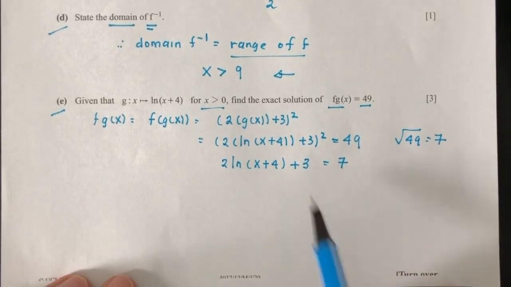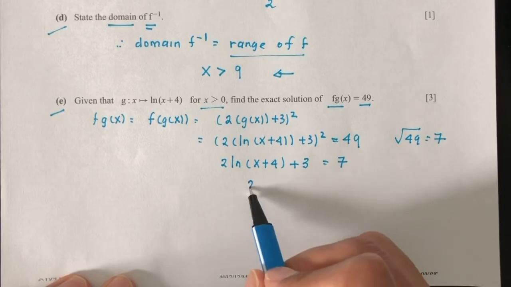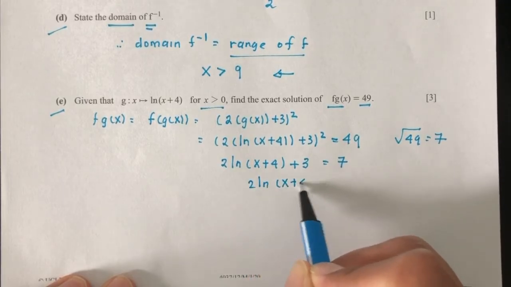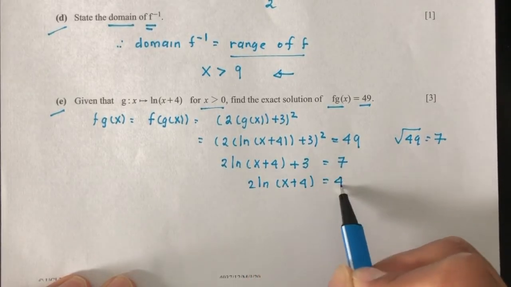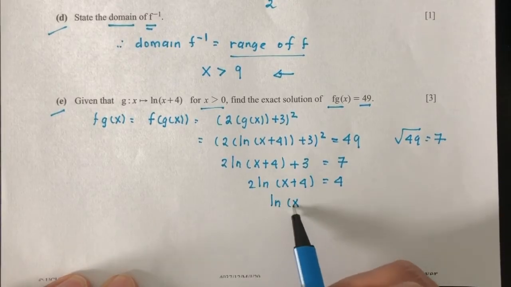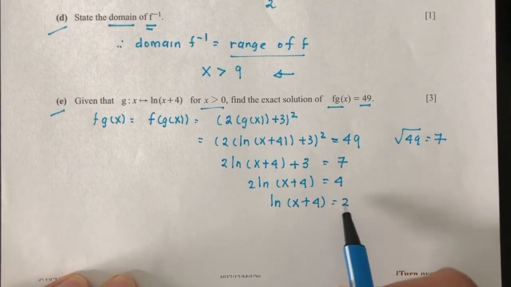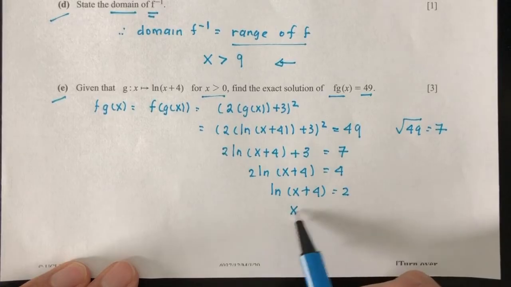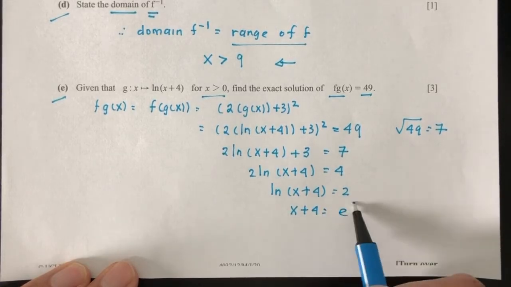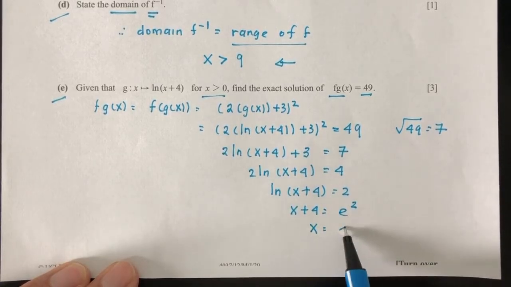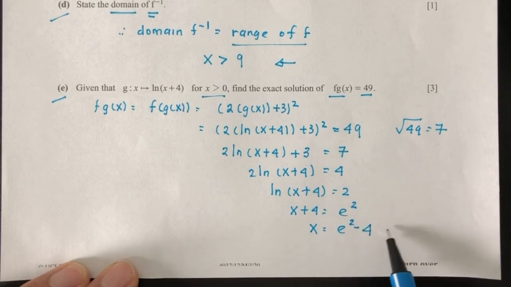Now let's continue. We send this 3 over here, becomes ln(x plus 4) equals 7 minus 3, which will be 4. Now ln(x plus 4) will be 2. Now x plus 4 will be e power 2. Now x will be e power 2 minus 4. So this will be your answer for the value of x.